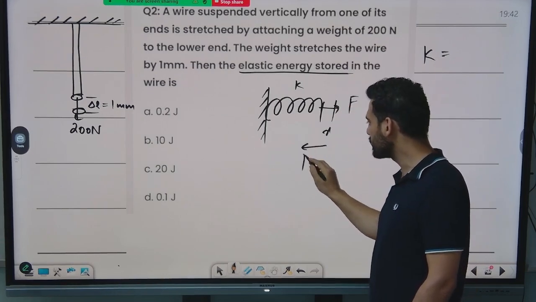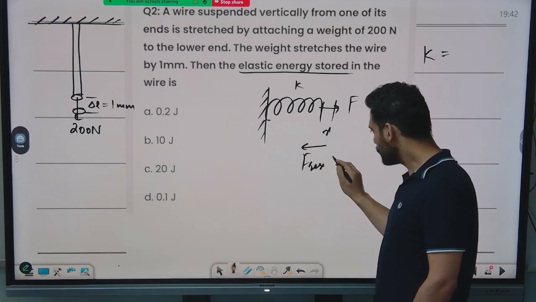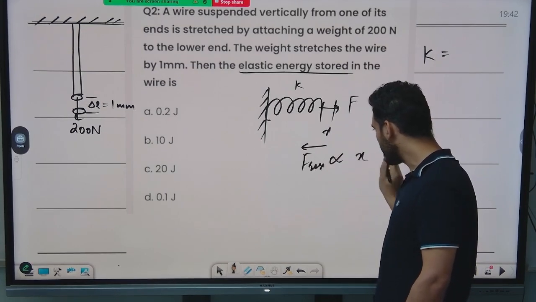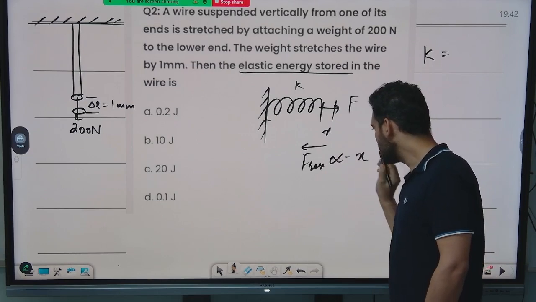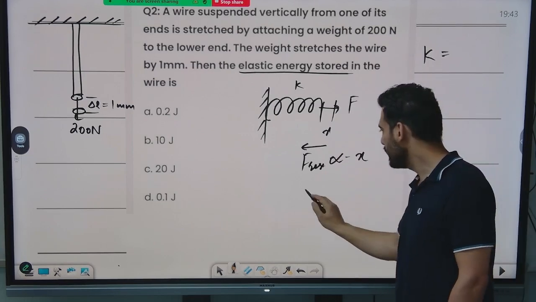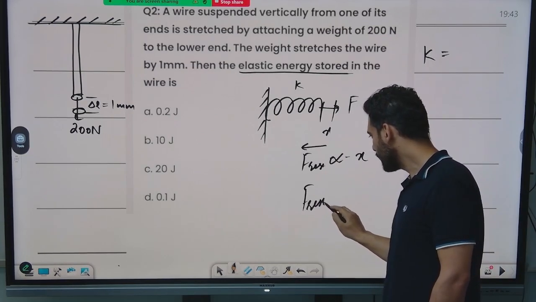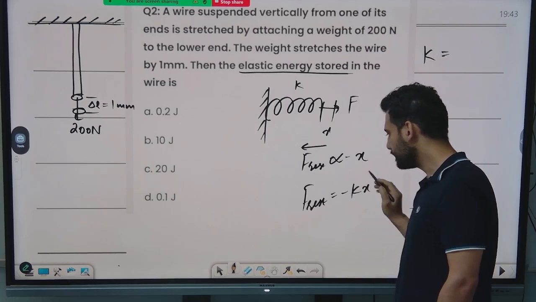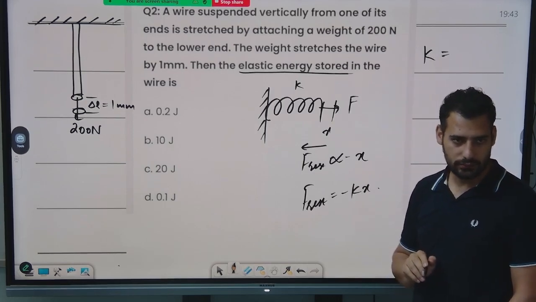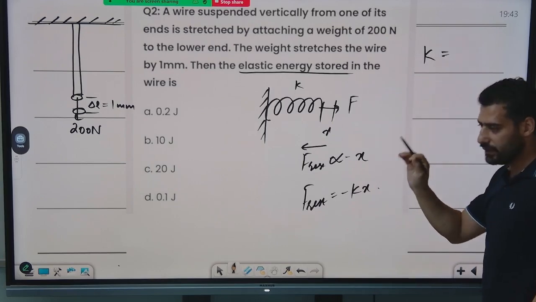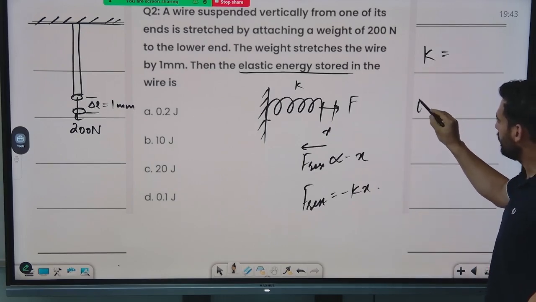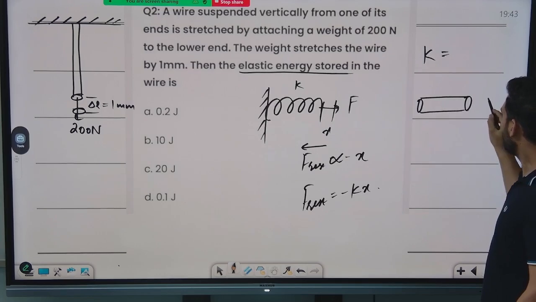There is a restoring force, isn't it? And that restoring force is directly proportional to X, is it? But it works against X. So you say that the restoring force is equal to minus Kx, isn't it? Yes.